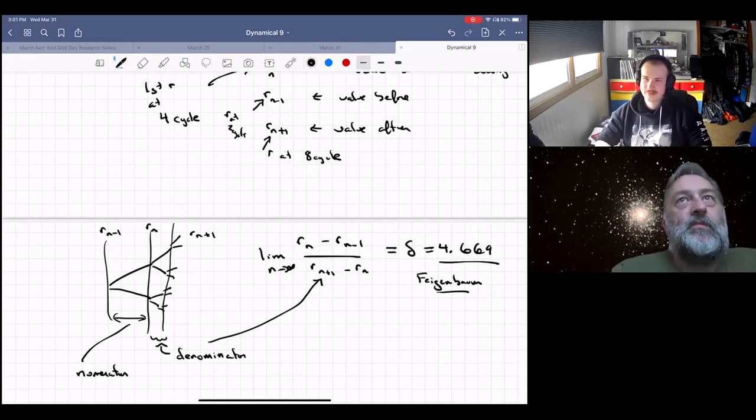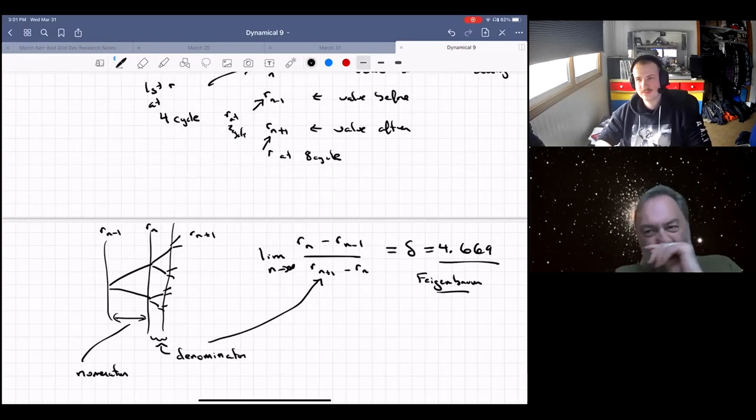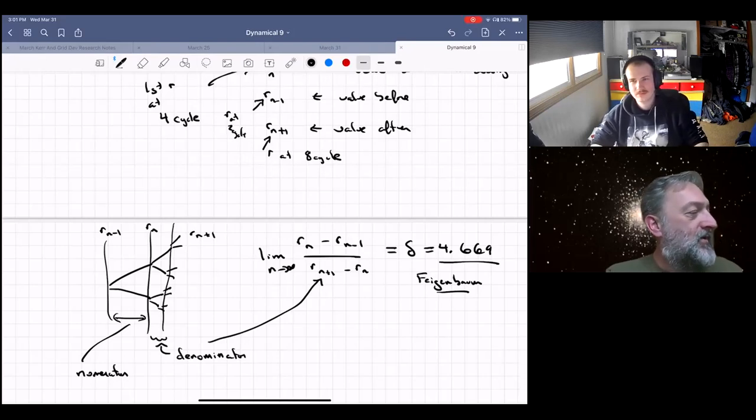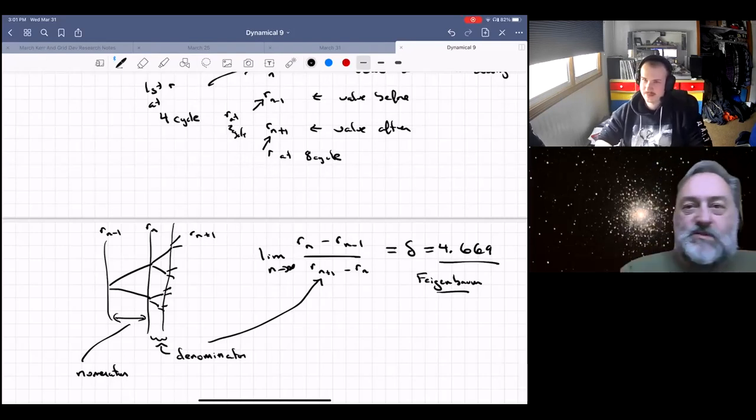So that's what I've got to say about maps. Cool stuff. Maybe next week we'll do chaos in 3-dimensional flows. So we'll do Lorenz attractor and stuff like that. Yeah, sounds great. Cool. I will stop recording.